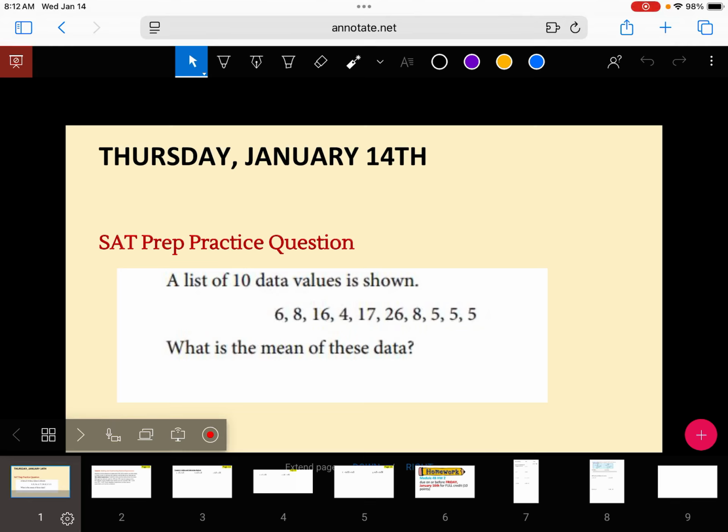Find the mean? Anybody remember how to find the mean of numbers? You add them all up. Add them all up. And then what? Divide by how many numbers. So go ahead and do it.